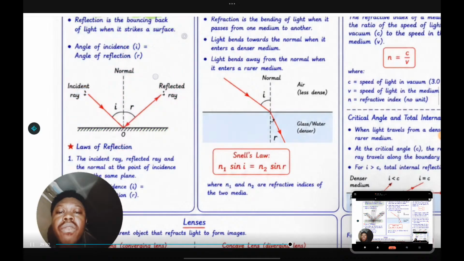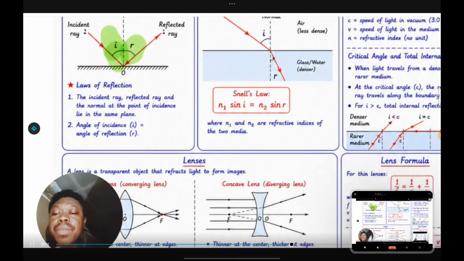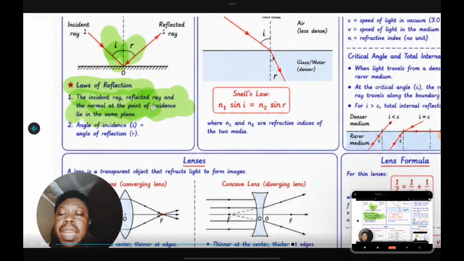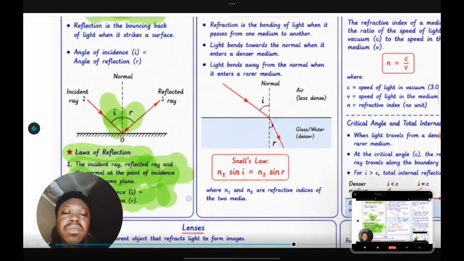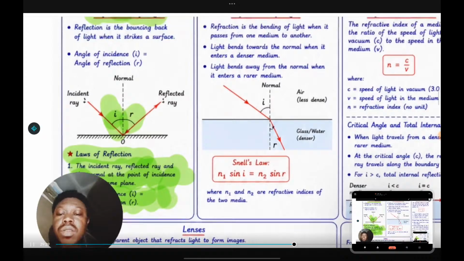And the angle of incidence equals the angle of reflection. This angle here is equal to this angle. Is that clear? And which is why we have laws of reflection. The incident ray, reflected ray, and the normal at the point of incidence lie in the same plane. And then number 2, the angle of incidence and the angle of reflection are equal, and it gives us the idea of Snell's law.